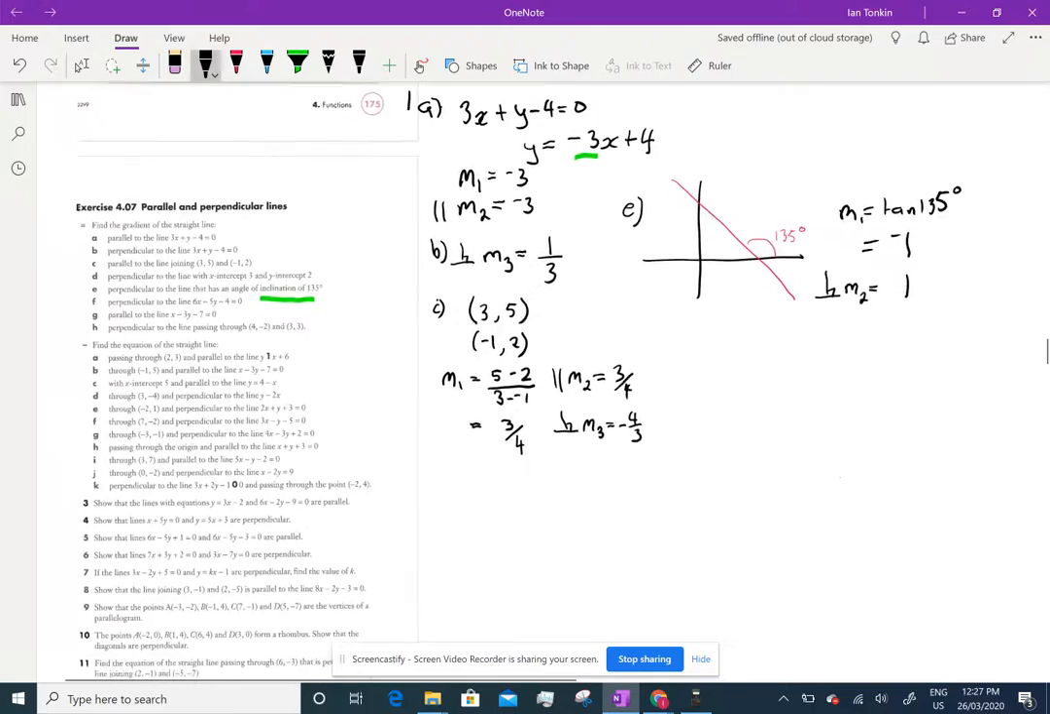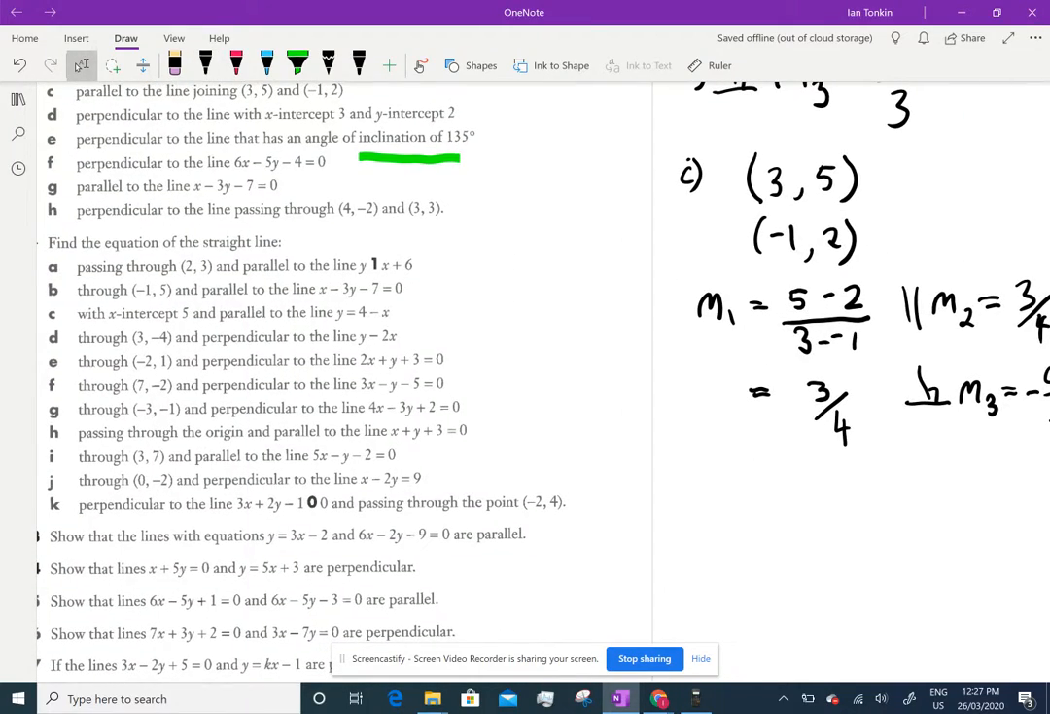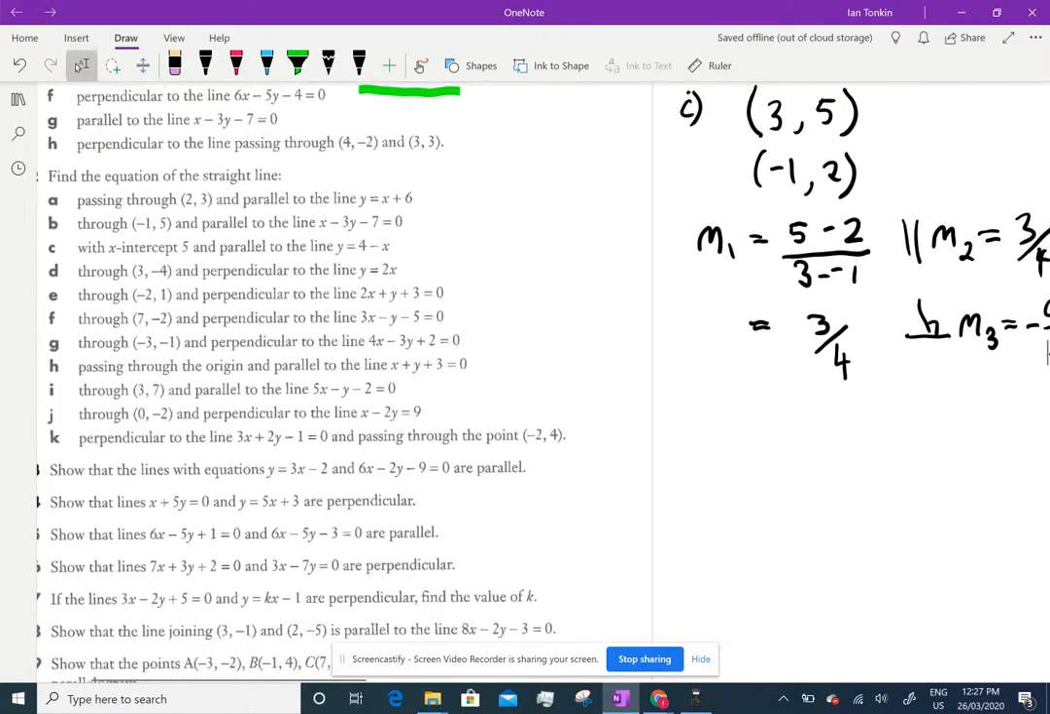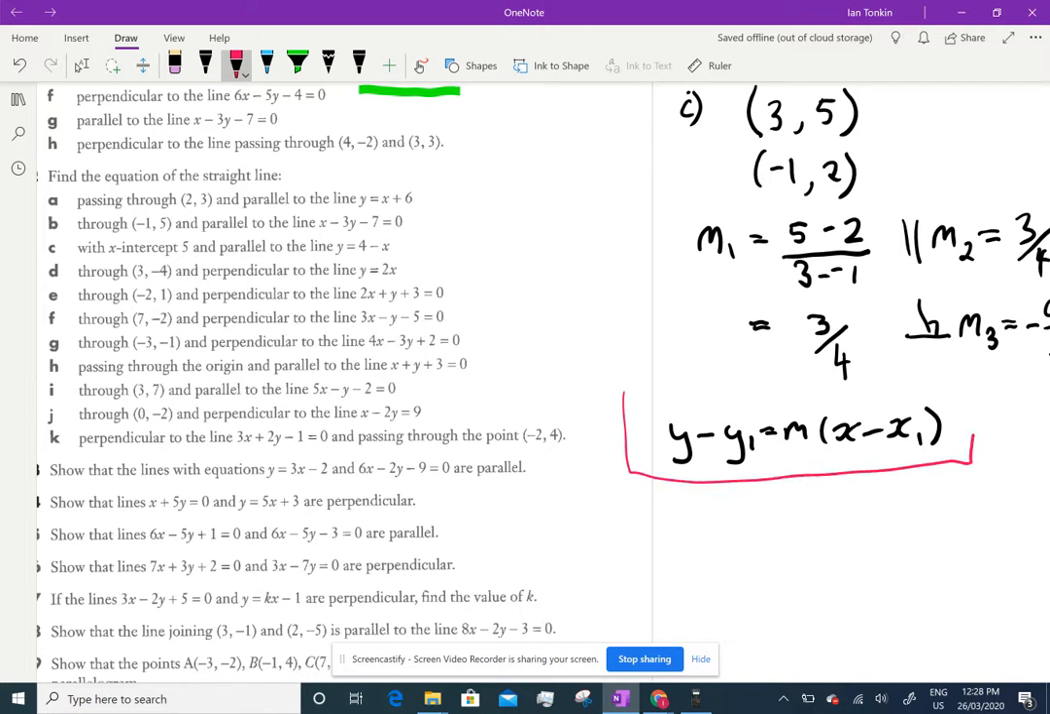All right, so finding the gradient. Now, how to find the equation of a straight line that is passing through a point in parallel? This is so easy, and you use your formula, y minus y1 equals m outside of x minus x1. This formula is one of the most useful formulas for linear functions. So let's go through the first one.